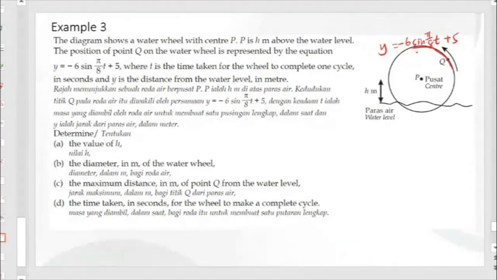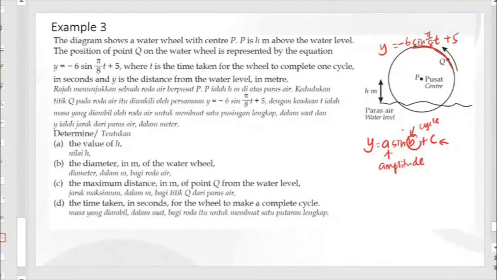Then we do a bit of revision about the trigonometric functions for sine. Let's say y equal to a sine b plus c. So what does it mean? A is the amplitude. B is how many cycles. Then C is whether it moves up or down.